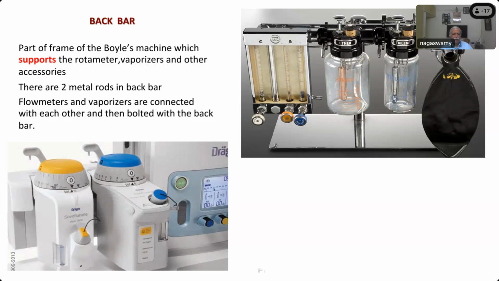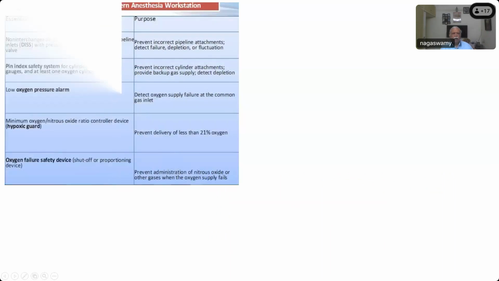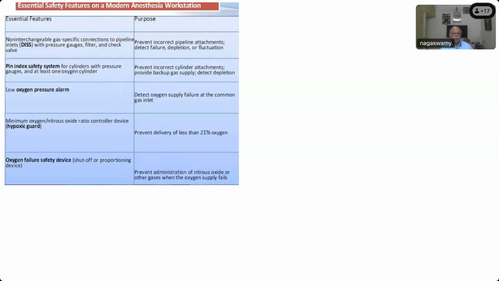And this is the newer machine where the vaporizers are fixed on the back bar. So these are some of the safety features in the anesthesia machine, like color coding, pin index safety system, safety relief valve, filling cylinders, loading pressure gauge, pressure reducing valve. And these are essential features of a modern anesthesia workstation, quickly.